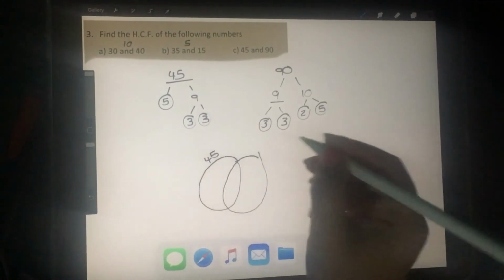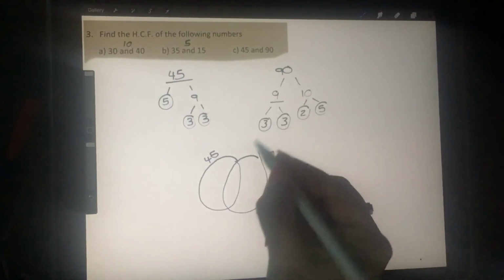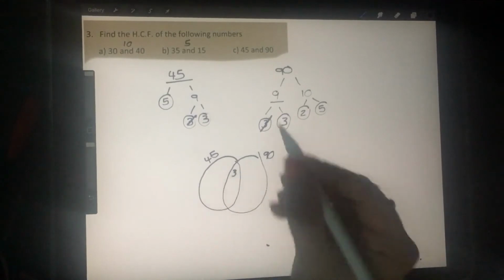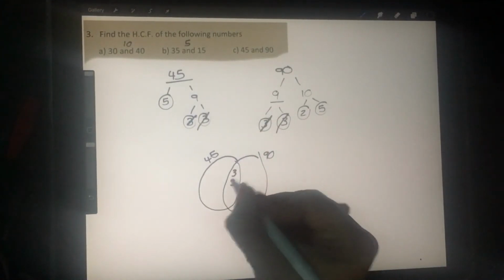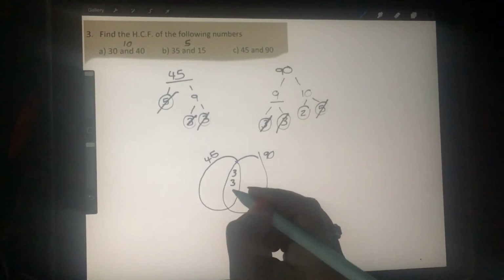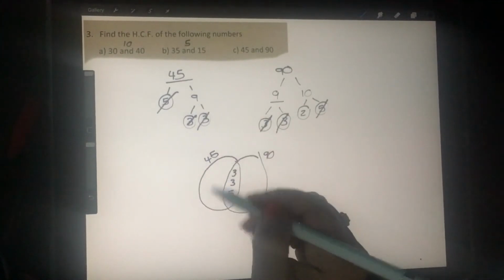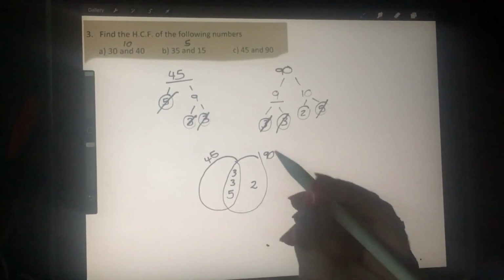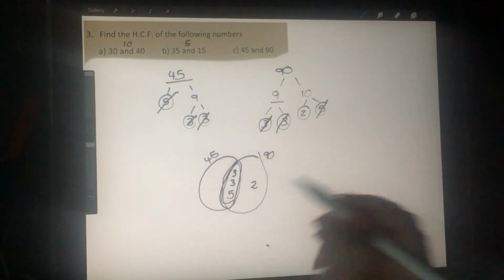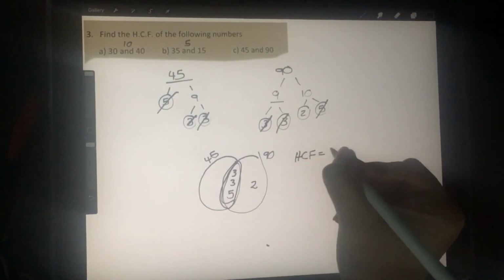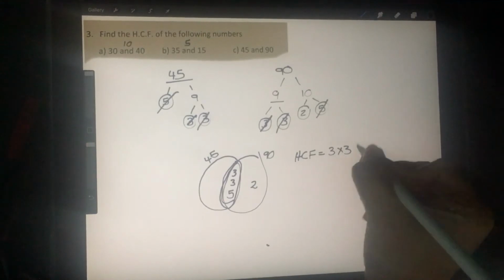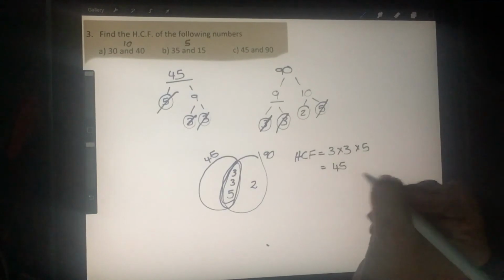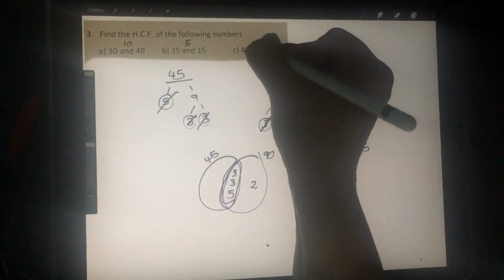where this is 45 and that is 90. And we see what is shared. There's a 3 and a 3, and another 3 and another 3, and a 5 and a 5. Right? Nothing is left over on the 45 side, and on the 90 side is left over a 2. So to find the highest common factor, we have a look at these three numbers. So the highest common factor will be 3 times 3, which is 9, and 9 times 5 will give us 45. So the highest common factor in these two numbers is in fact 45.